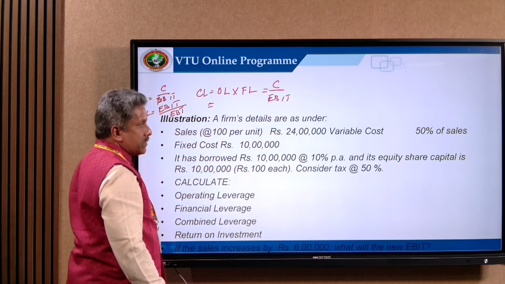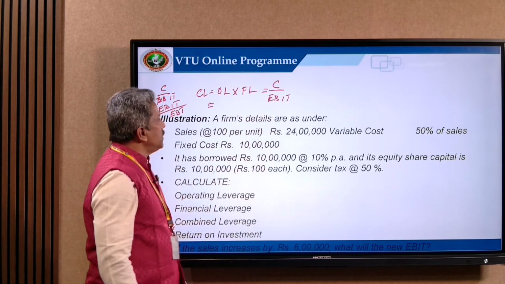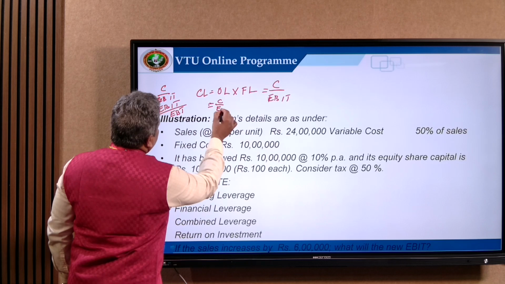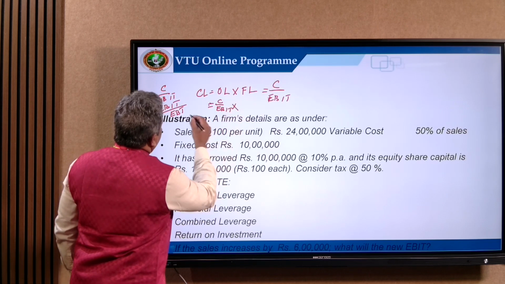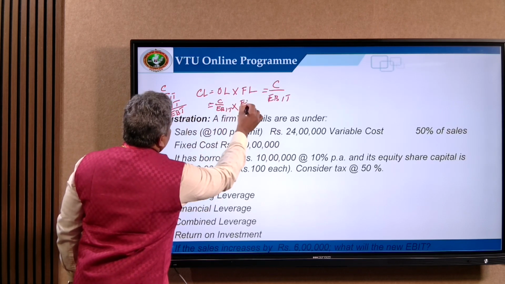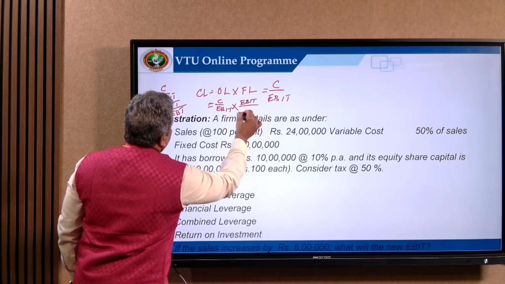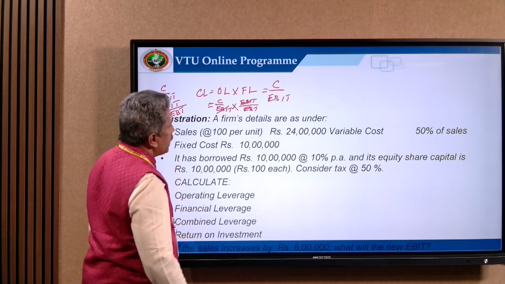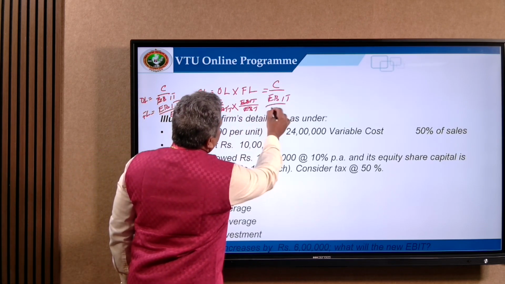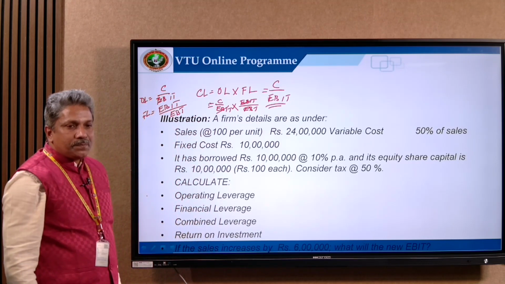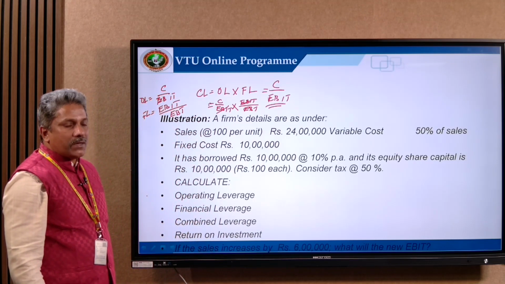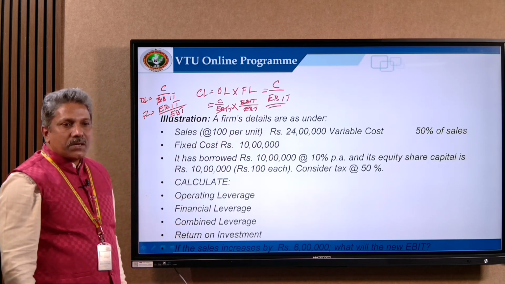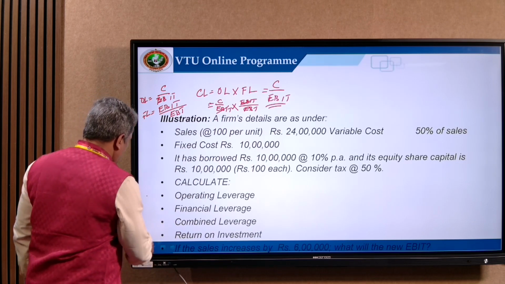In the last class we discussed how we got contribution divided by EBT. Combined leverage is equal to operating leverage, that is contribution divided by EBIT, multiplied by financial leverage, EBIT divided by EBT. So, now this EBIT and this EBIT will get cancelled. So, we get contribution divided by EBT. So, these are the formulas we have seen for operating leverage, financial leverage and combined leverage.